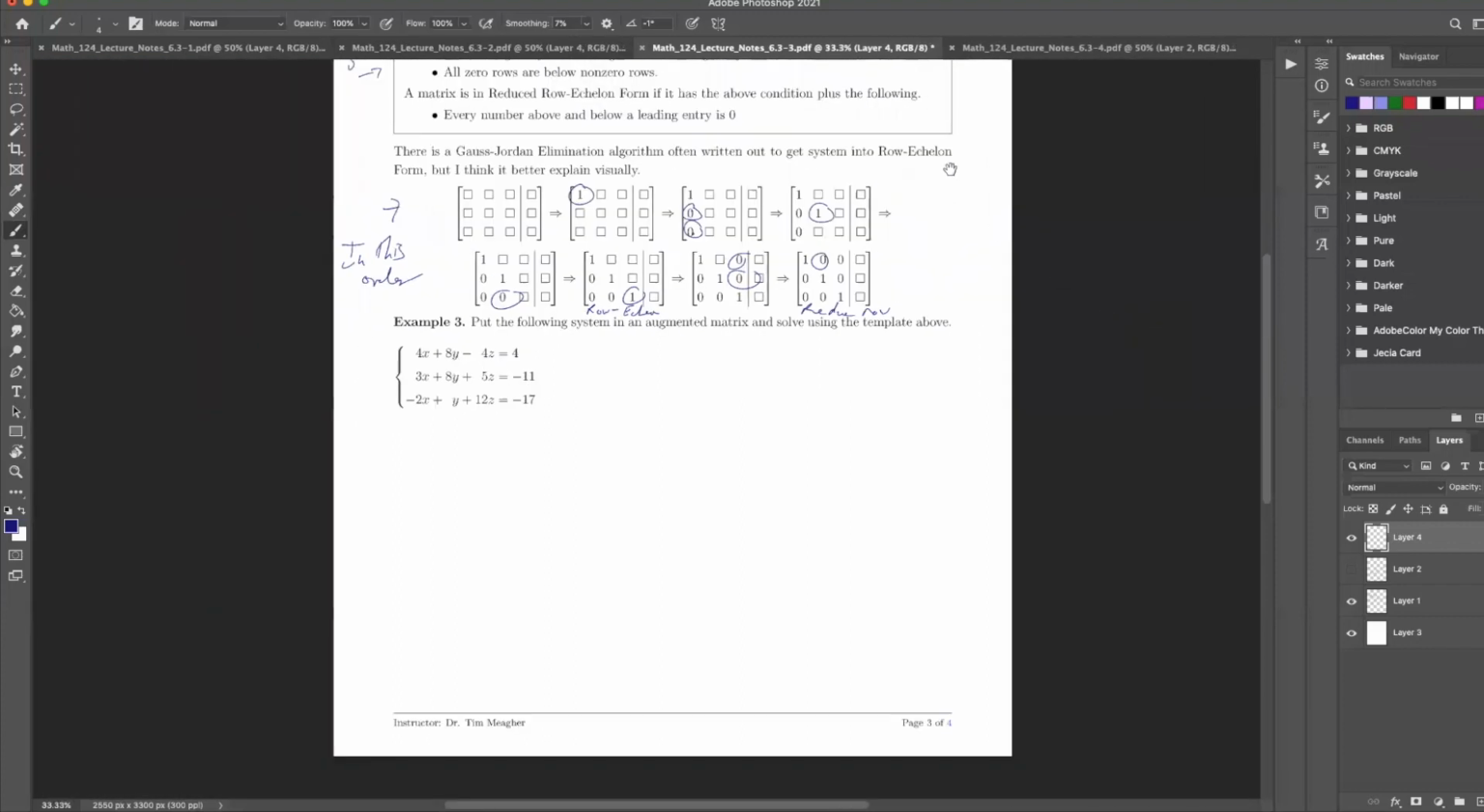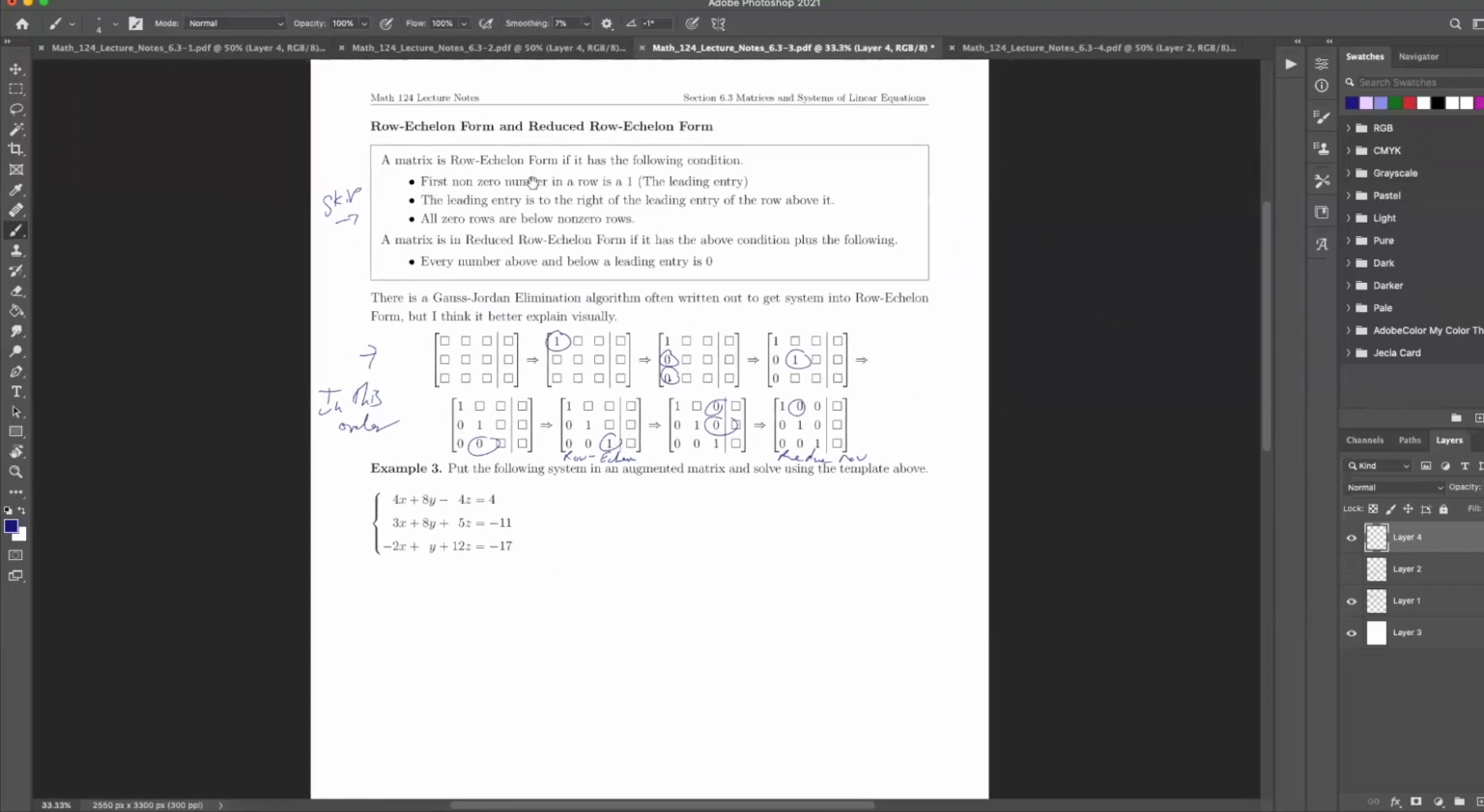That satisfies it because the first number in a row is 1, and leading entries are to the right of the leading entry in the row above it. The first one is here, to the right, and all non-zero rows are at the bottom. Then every column with a leading entry has 0s elsewhere, and that's how you get the reduced row echelon form. I wouldn't worry too much about it.